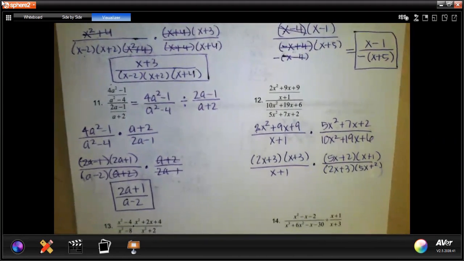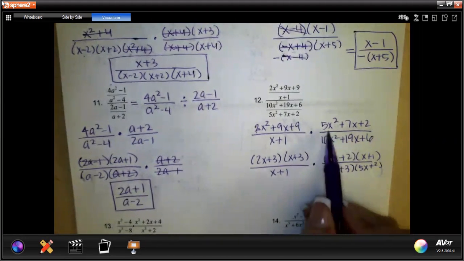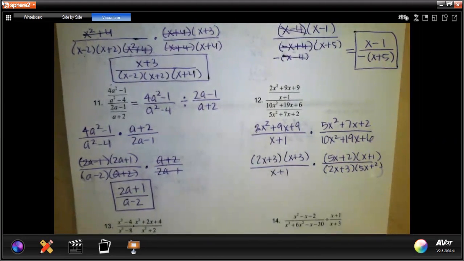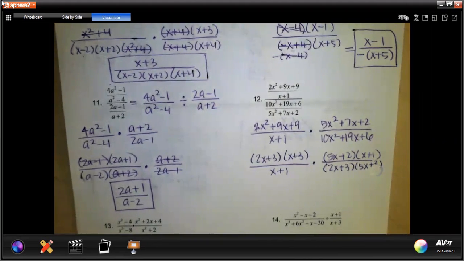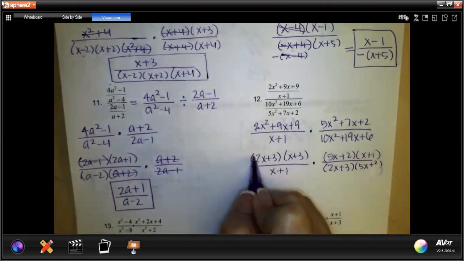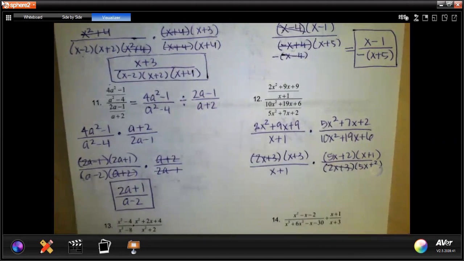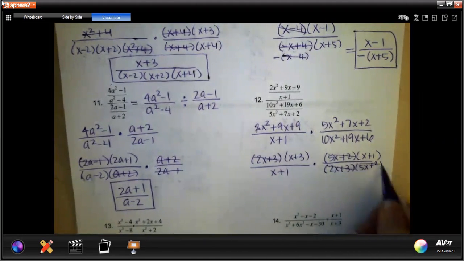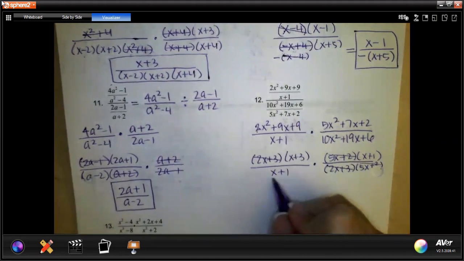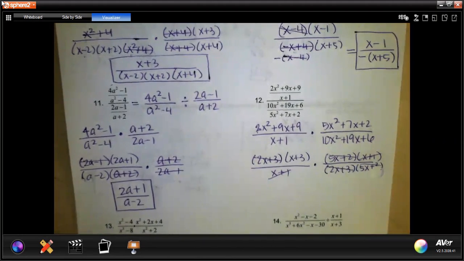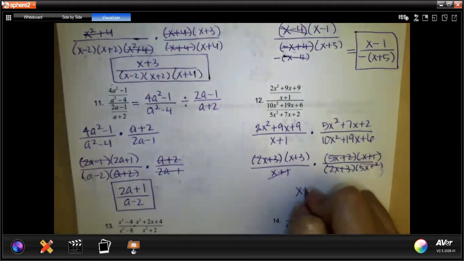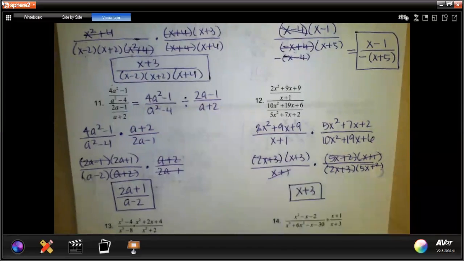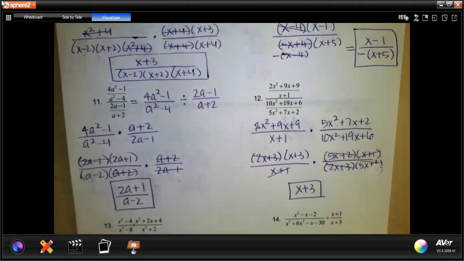Again, you've got to use one of your forms of factoring to factor those because the a value is not 1. Now we're ready to cancel. And so we've got a 2x plus 3 and a 2x plus 3, the 5x plus 2 and the 5x plus 2, x plus 1 and x plus 1. So almost everything cancels there, and it actually comes out to just be x plus 3. Some people find that satisfying, some people find it frustrating, but it does simplify down quite a bit.